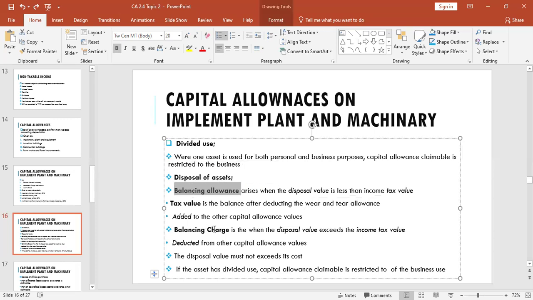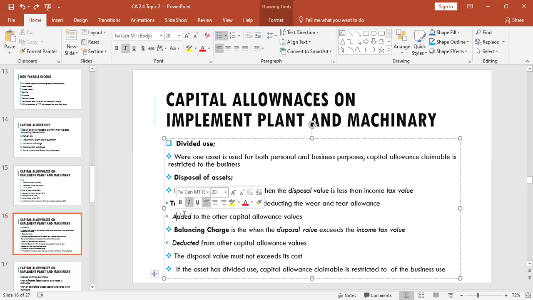But if the opposite is true, the balancing charge is arrived at when the disposal value exceeds the income tax value. So our residue value exceeds the income tax value. Then we've got a balancing charge. So now, how do we treat them?